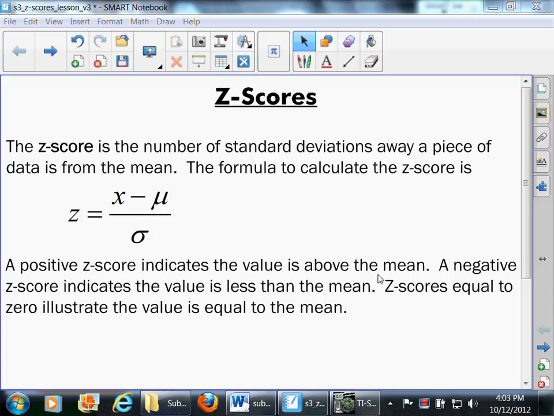So if you want to see how your grade compared to the grades of the students in the class, you would take your grade, which would be x, minus the mean, which would be mu, the average mark, divided by the standard deviation. A positive z-score indicates the value is above the mean. A negative z-score indicates the value is less than the mean. A z-score equal to 0 illustrates the value is equal to the mean. In many ways, a z-score is a good way to compare things, and we'll talk a little bit more about that later. Okay?